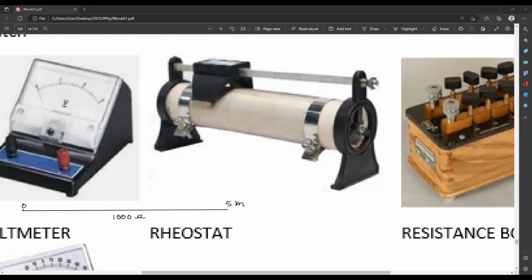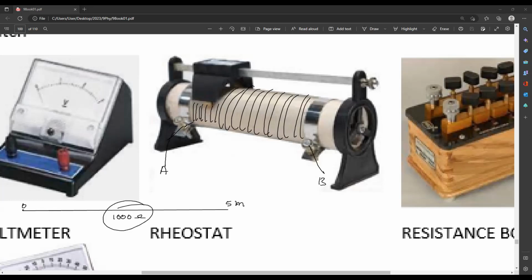Now 5 meters is long, so what do they do? They wrap the wire around. On the cylinder, there will be wires wrapped around like this completely. If you take terminal A and terminal B, between them the resistance is 1000 ohms. Here you see this is a metal rod, and this terminal is C. Over here, this is a metal conductor which is clamping the wire.